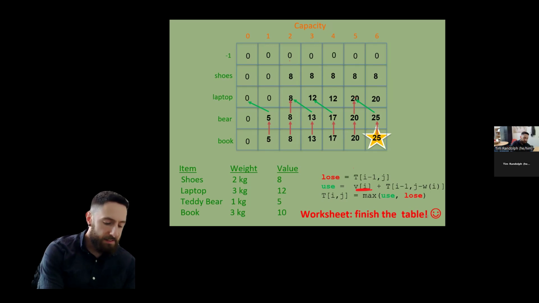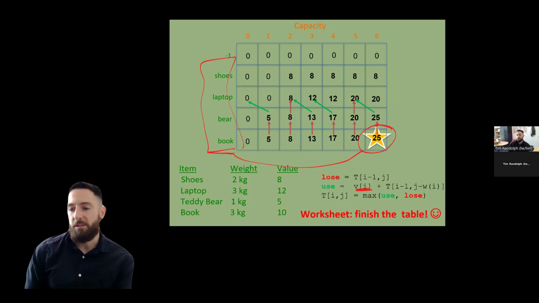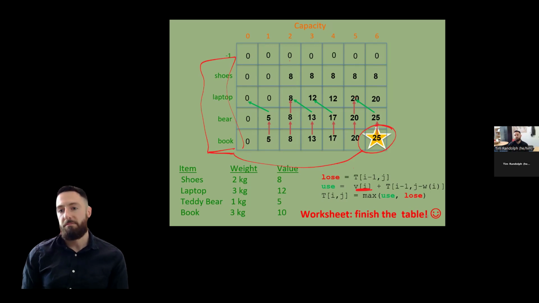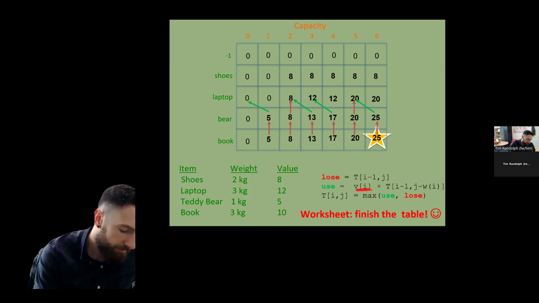So again, this is the cell asking the question, if I have capacity 6 and I'm deciding on all of the items in turn, what's the best I can do? And that is my original question, my knapsack problem. So that's what the DP for this problem looks like.